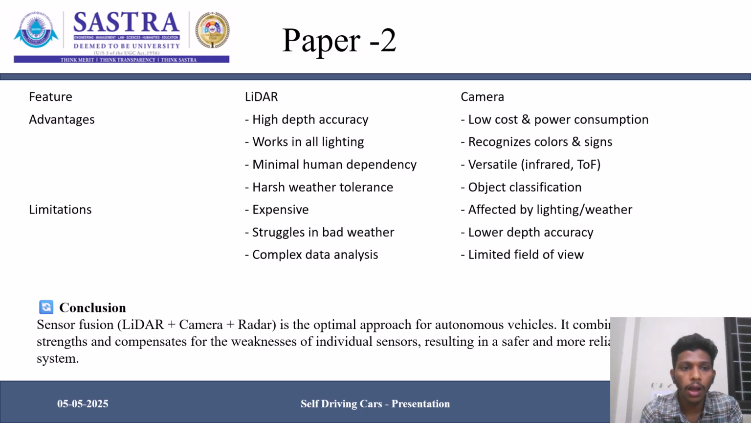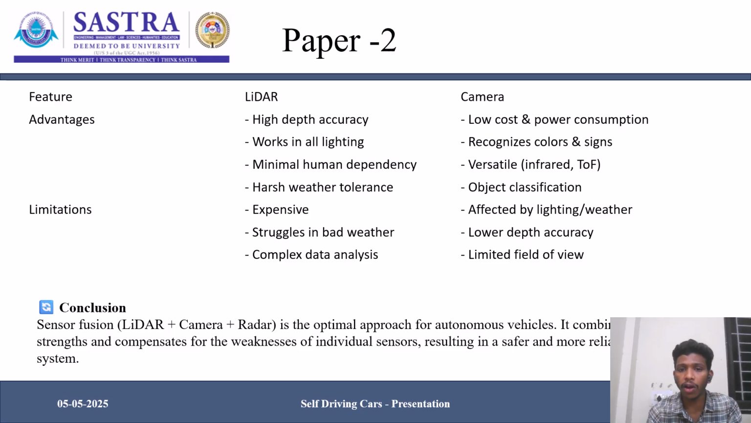When I talk about the advantages and limitations of both LiDAR and camera as per this paper, LiDAR has high depth accuracy, but it is expensive. LiDAR works in all light conditions, with minimal human dependency and harsh weather tolerance. But the camera has low cost and low power consumption, and recognizes colors and signs also. The camera is mainly used for object classification. When I talk about the limitations of the camera, it is affected by the weather, we all know that, and it has low depth accuracy and a limited field of view.